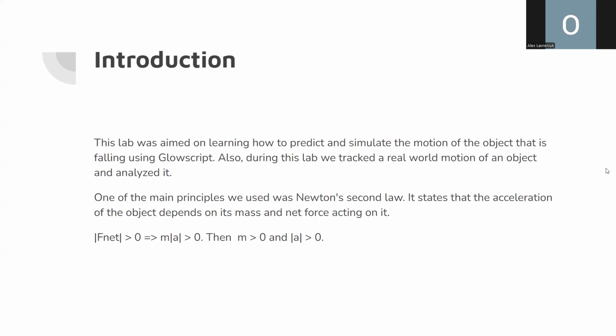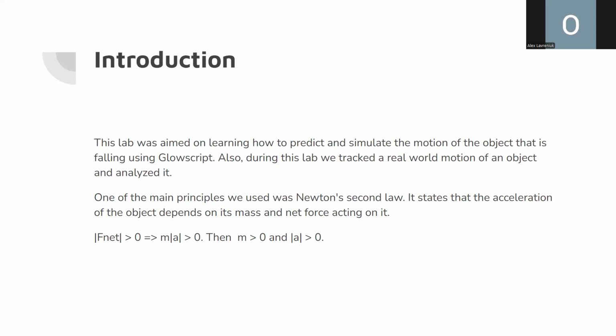So, introduction. This lab was aimed at learning how to predict and simulate the motion of an object that is falling using GlowScript. Also, during this lab, we tracked the real-world motion of a fallen object and analyzed it. One of the main principles we used was Newton's second law. It states that the acceleration of the object depends on its mass and the net force acting on it.